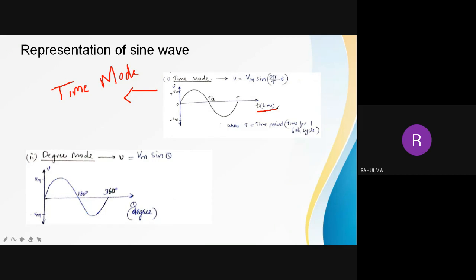So you can see that in the x-axis we have time, and in the y-axis we have voltage, and there is time period. Time period means it is the capital T. It is not small t. Capital T means it is a time period. It is the time taken to complete one full cycle, and T by 2 is the time taken to complete half of the cycle.